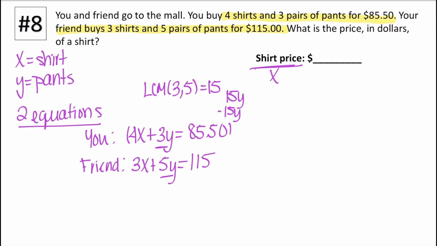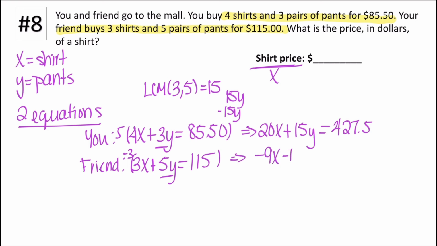I'm going to do that by multiplying this first equation by 5. That gives me 20x plus 15y equals, and 85.5 times 5 is 427.5. Then I multiply the bottom equation by negative 3. That gives me negative 9x minus 15y equals negative 3 times 115, which is negative 345. Now I can add these two equations together, so the y terms will eliminate.